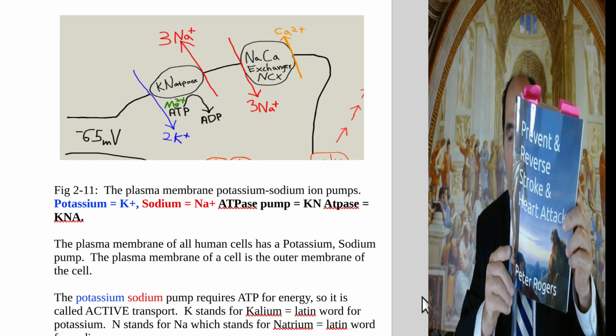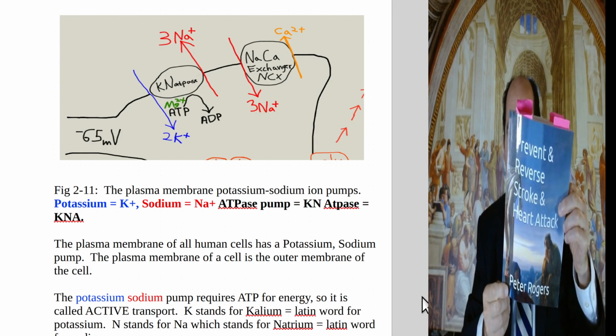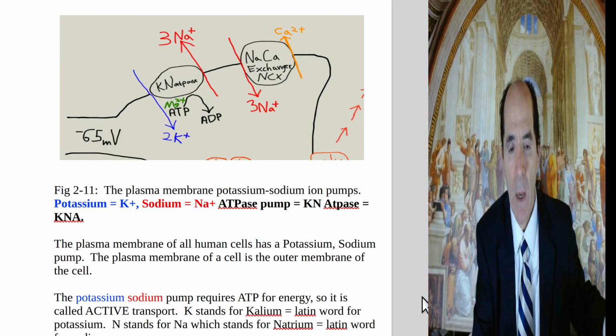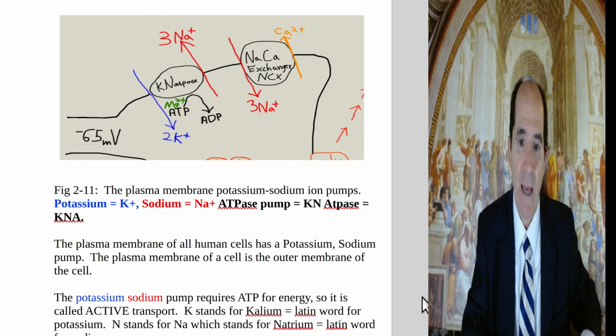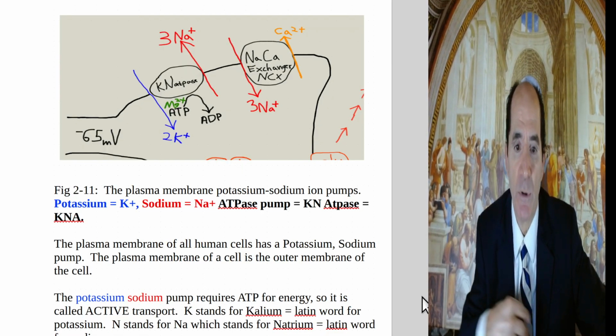Okay, we're going to be talking about, the book is Prevent and Reverse Stroke and Heart Attack. It's by me, Pete Rogers. We're going to talk about membrane ion pumps, potassium, sodium, metaphors for that, and why that is related to hypertension.